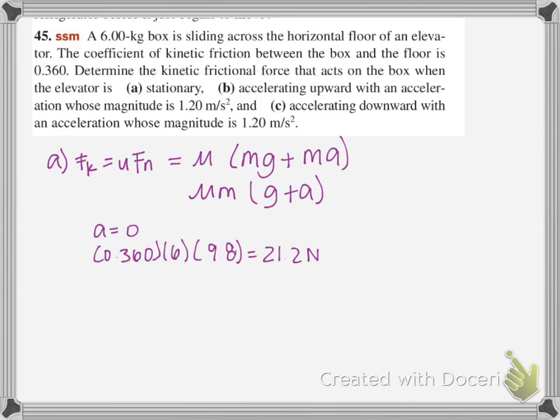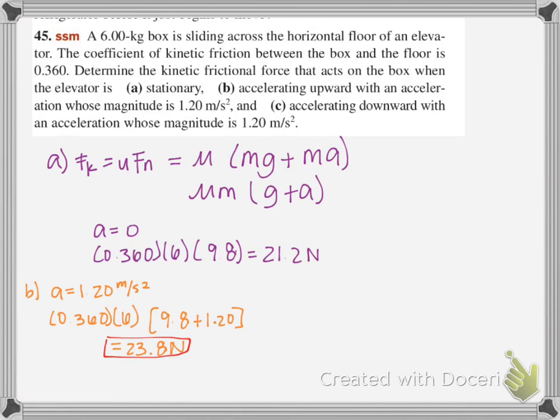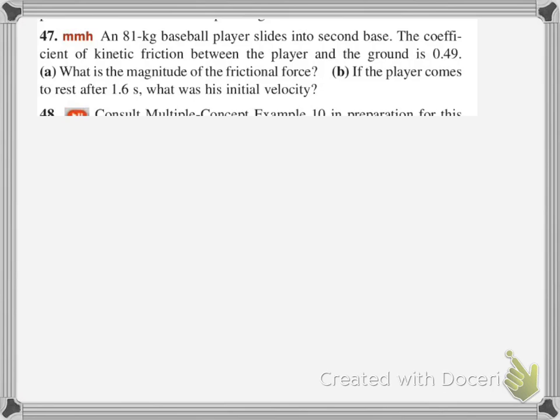Now let's look at B. You have to use the same kind of formula, same kind of thinking. However, your acceleration will be 1.20, so you'll add that to your g of 9.8, and it will give you 23.8 newtons. Now for C, the common mistake is that since it's accelerating downward, you need to make sure that your acceleration will be negative. So you use the same formula, however, you subtract 1.20 from 9.8, and you see that you will get 18.6 newtons.